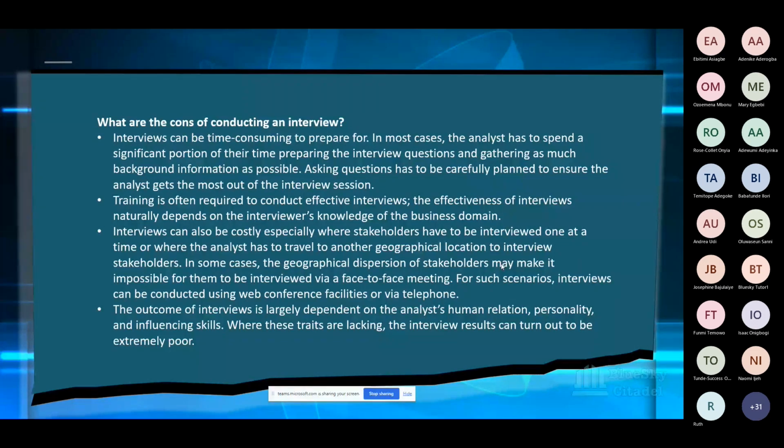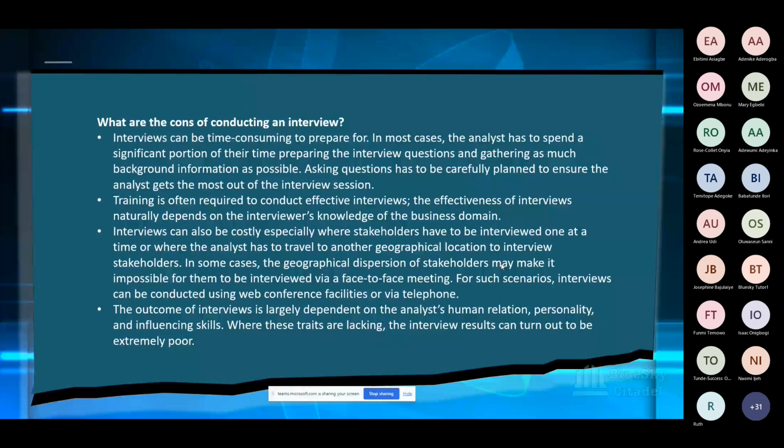Interview can also be costly, especially where stakeholders have to be interviewed one at a time, or where the analyst has to travel to another geographical location to interview stakeholders. In some cases, the geographical dispersion of stakeholders may make it impossible for them to be interviewed in a face-to-face meeting. For such scenarios, interviews can be conducted using web conference facilities or via phone.